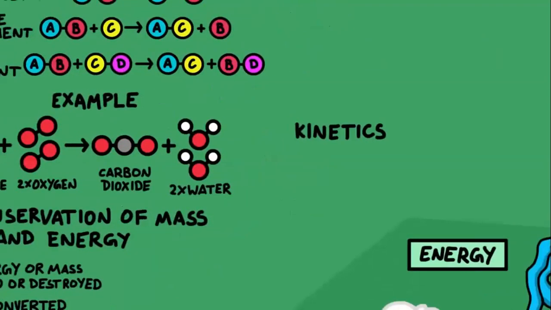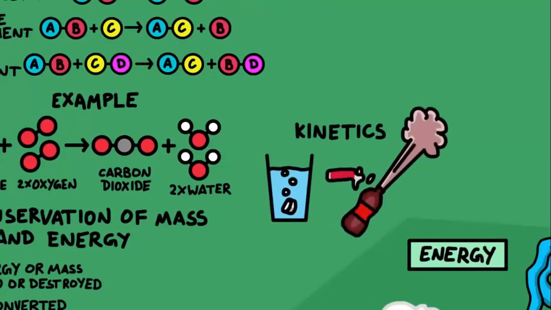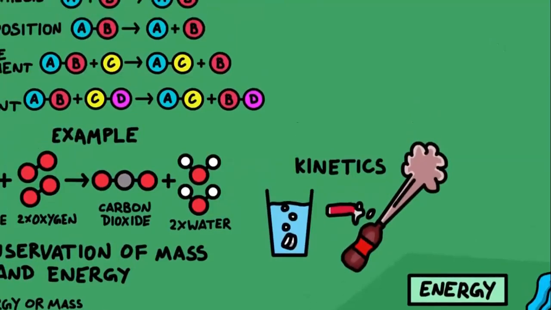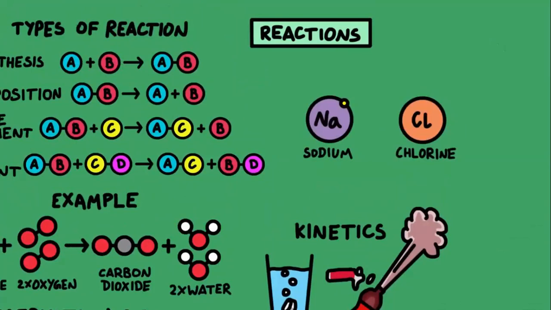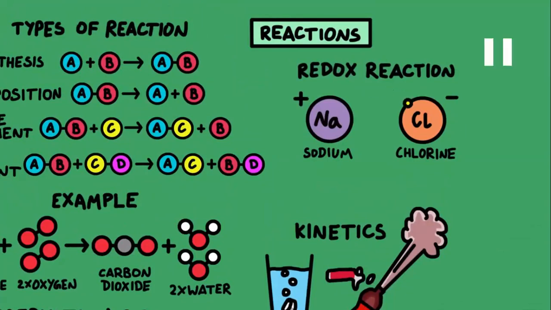Very important topics: kinetics, which we are going to study in 12th standard, related to the speed of the chemical reactions. How fast or how slow do the reactions occur? What can we do to speed up the reactions? Then there is something called a redox reaction. What is a redox reaction? A reaction in which both oxidation and reduction take place simultaneously. So loss of electron is oxidation. Gain of electron is reduction.